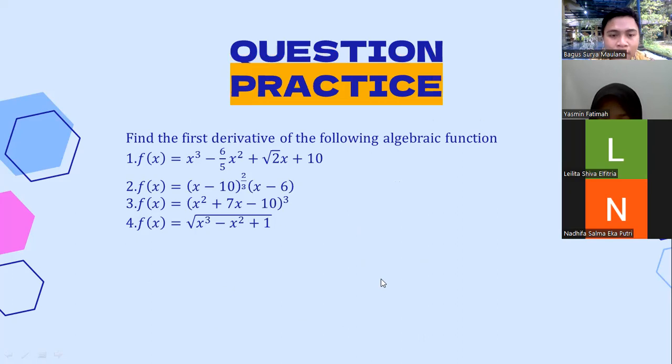Okay, there are several questions in here. There is f(x) equal to x to the power of 3 minus 6 over 5 x squared plus square root of 2x plus 10.